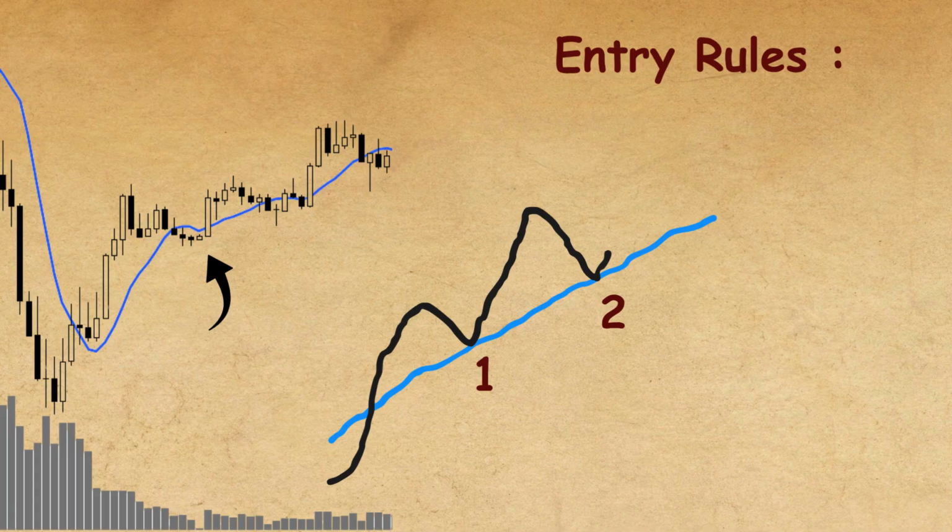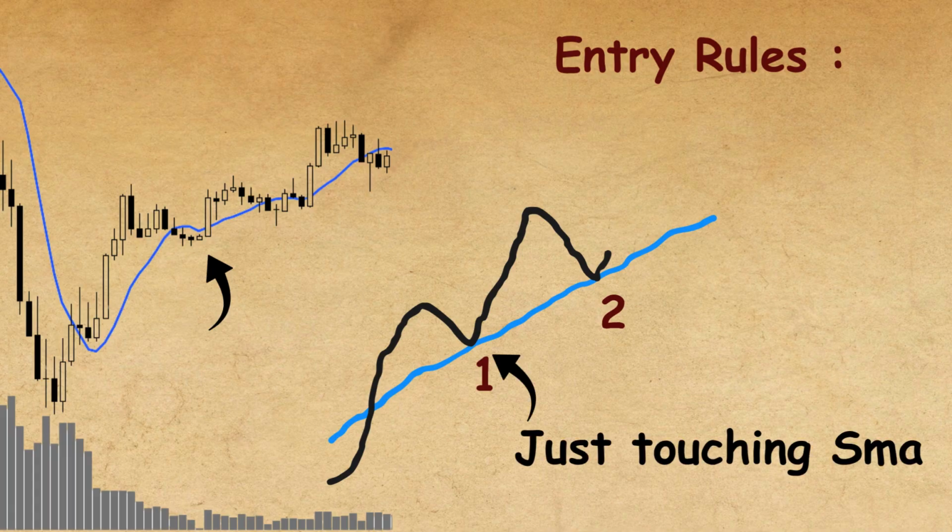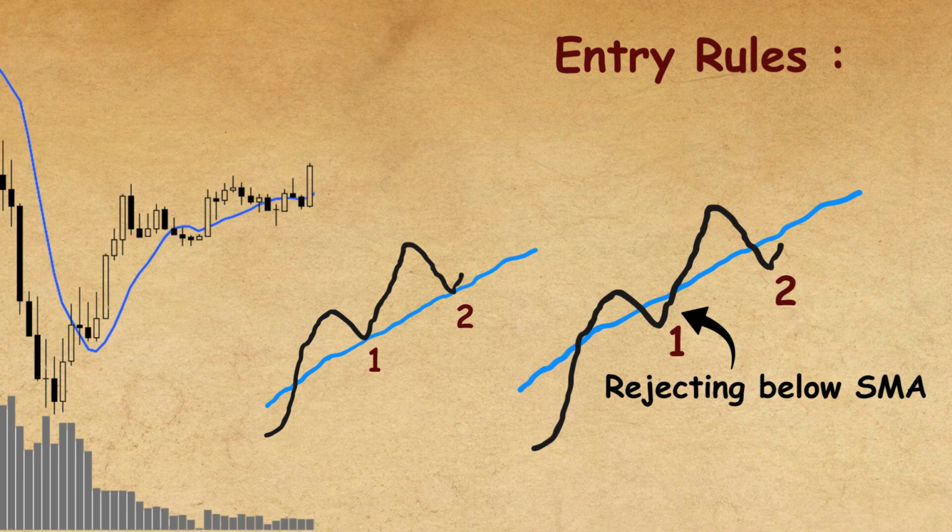We only enter when the market repeats its behavior. What do I mean by repeating its behavior? If the market respected the moving average the first time by touching it and immediately rejecting higher, then we want to see a similar reaction again. If the market went slightly below the moving average before rejecting and moving higher the first time, then we want to see a similar rejection pattern again. In other words, we are not just trading the moving average. We are trading the behavior of the market around the moving average.